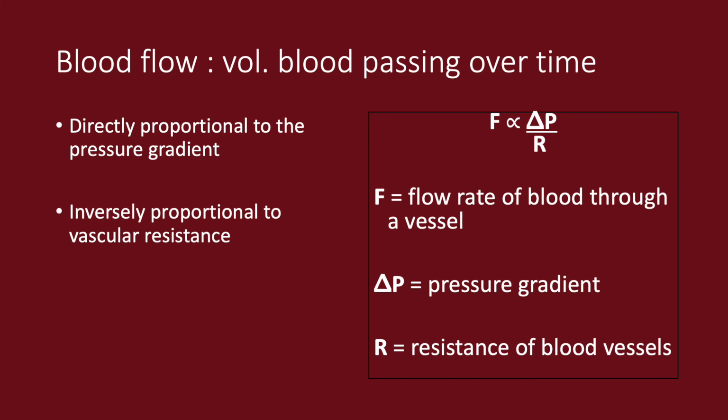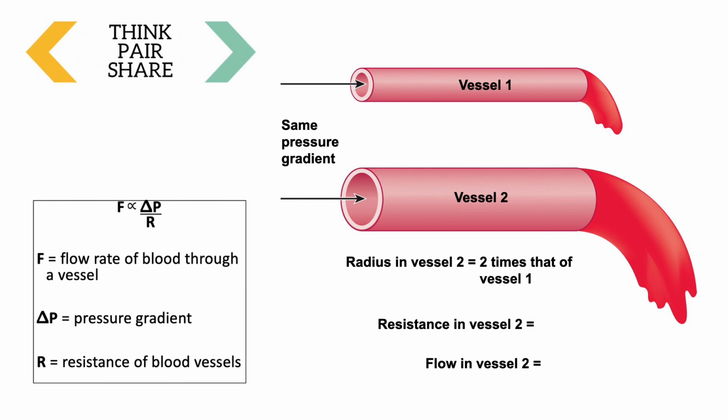So we have our terms here. We have F, which is the flow rate of blood through a vessel, and that's proportional to the pressure gradient over our resistance. Let's apply this. Given the following information, I'd like you to calculate the relative flow rate for vessel 1 versus vessel 2. So I'm going to give you here that the radius of vessel 2 is 2 times that of vessel 1, and that they also have the same pressure gradient. Okay, so take a minute, pull out a scratch piece of paper, and see if you can come up with our relative flow rates.